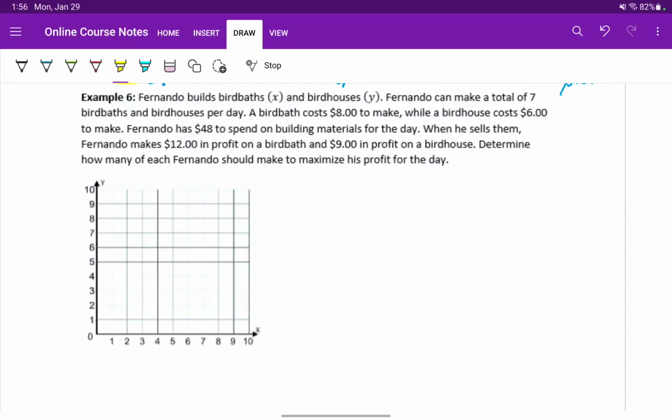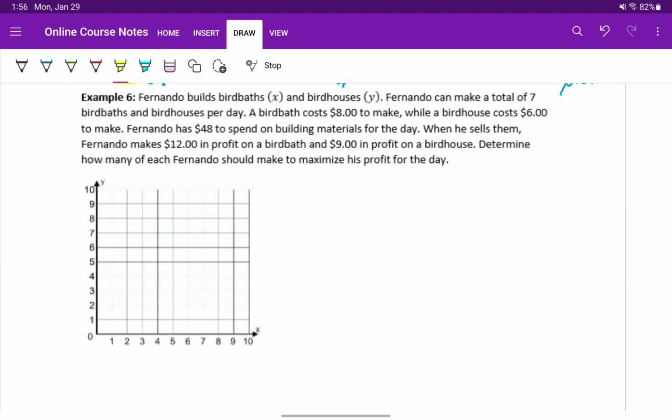We'll look at one last example of taking this process from start to finish with an applied problem. Here we have Fernando who builds bird baths and bird houses. He can make a total of 7 per day. A bird bath costs $8 to make while a birdhouse costs $6 to make.